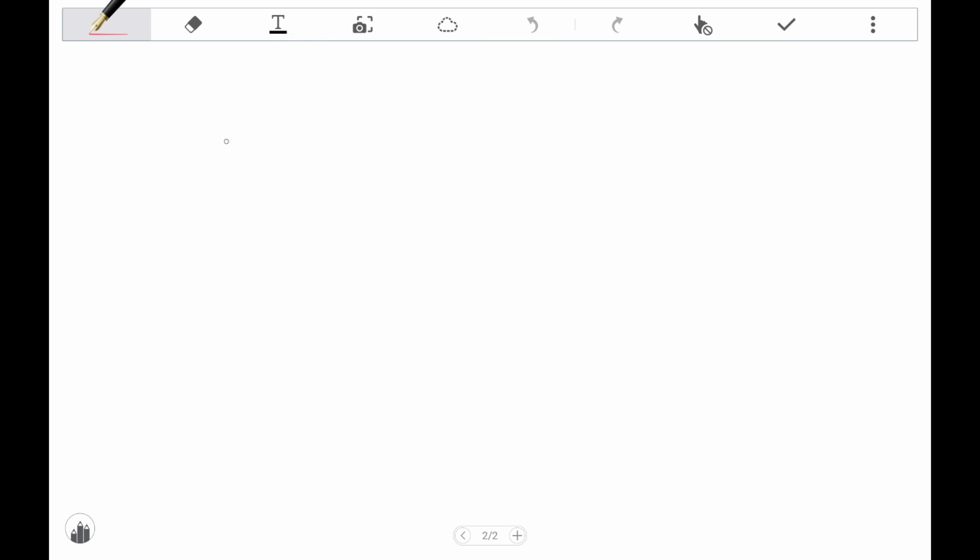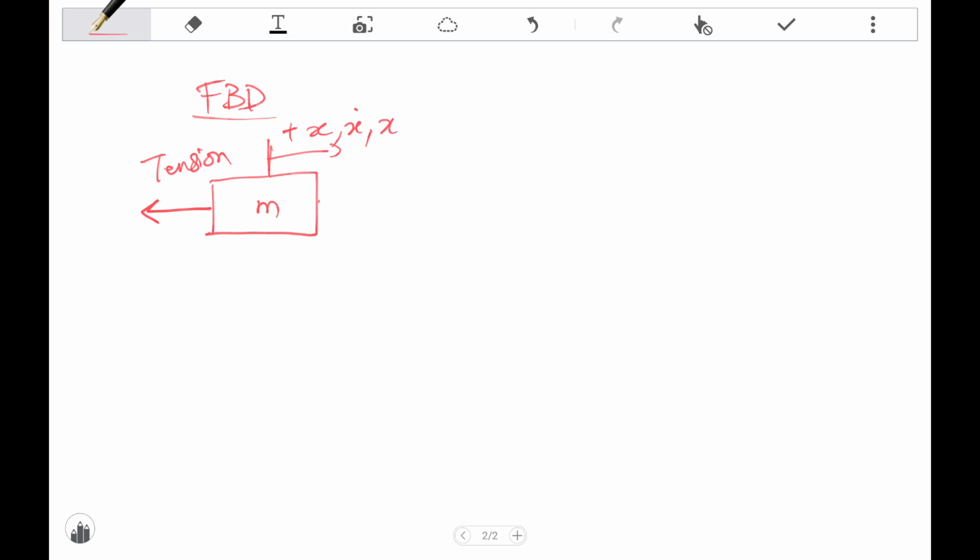Okay, let's draw a free body diagram of the mass m. Now the force of the spring is trying to pull the mass backwards, so the force is in tension. So we draw the force that way. And that's the direction of motion, your positive x-axis. That's your acceleration and velocity.